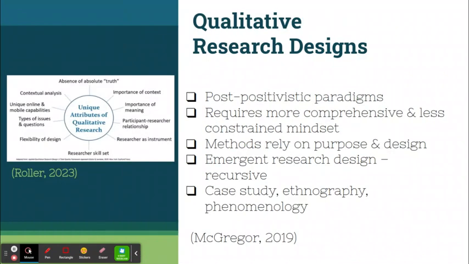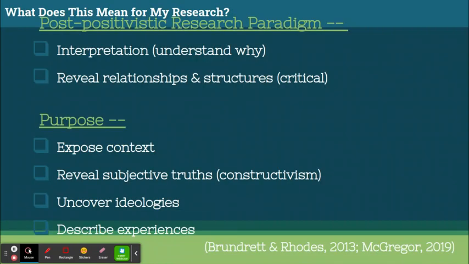And so qualitative is the third type of research design, based on post-positivistic paradigms. This requires sort of a more comprehensive and less restricted mindset. The methods here are going to rely on the purpose and design of the research, using sort of a more recursive research process and research design. And some examples of methods include case study, ethnography, and phenomenology.